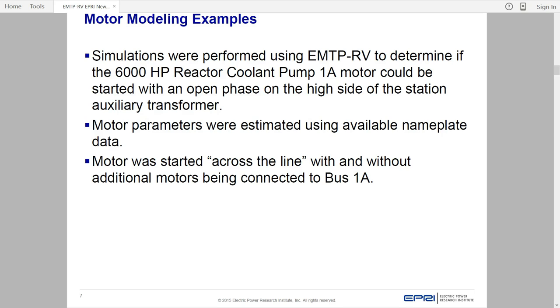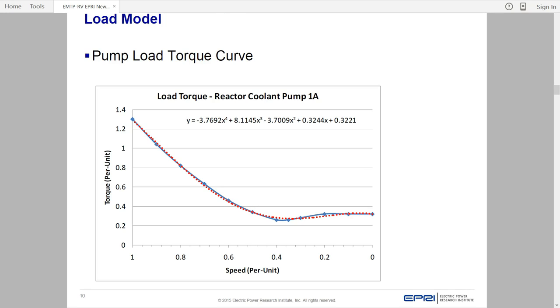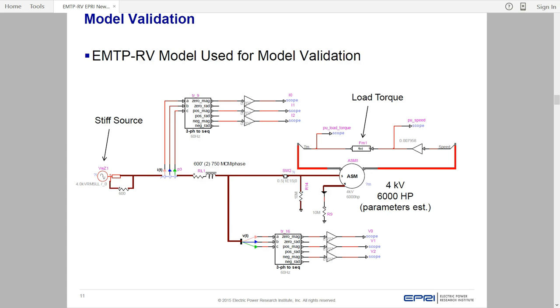And to illustrate one of the issues you have when you're sitting there with a reduced capacity on your transformer, we looked at starting different motors. We did a study for a particular plant that had a 6,000 horsepower reactor coolant pump. And we had the motor parameters that we were provided, and also the nameplate information. And so what we did was we figured out what the low torque characteristics were, and we put that into an EMTP type model.